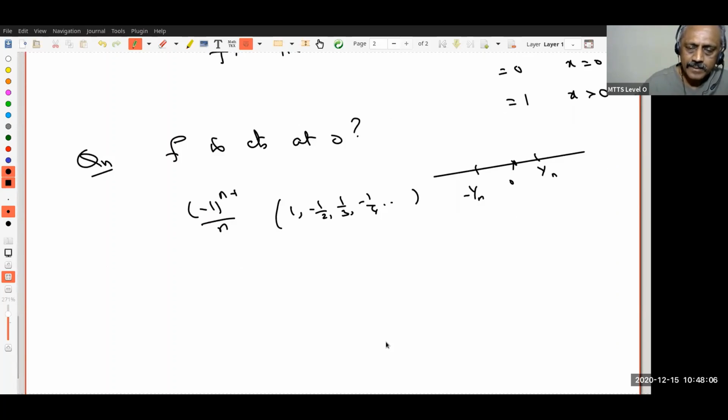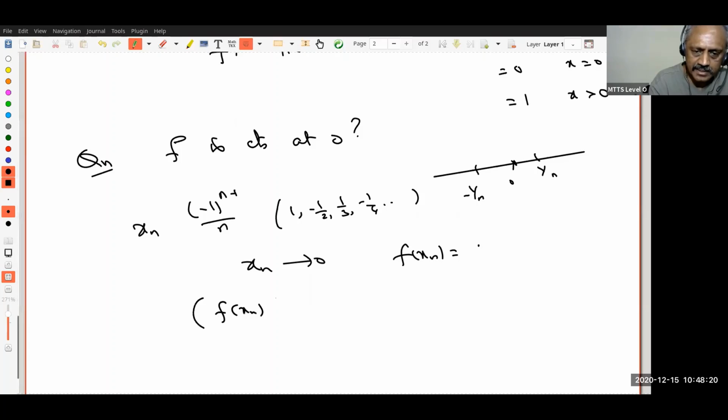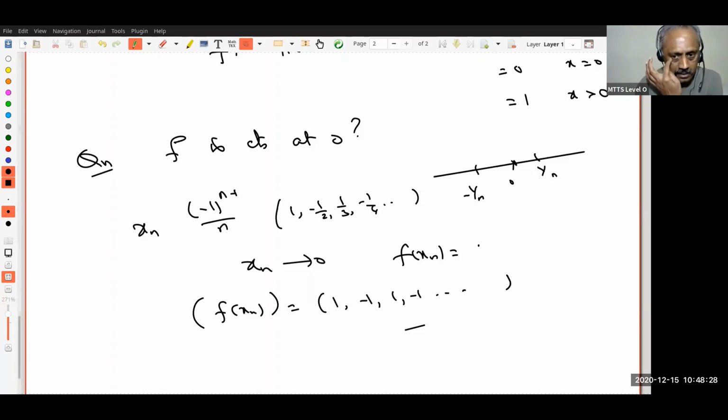Now where does this sequence converge? Of course, this converges to 0. But what is f of xn? F of xn is 1. Therefore, the sequence f of xn, I will simply write it as a sequence 1, minus 1, 1, minus 1, etc. Do you follow that? This is not convergent.